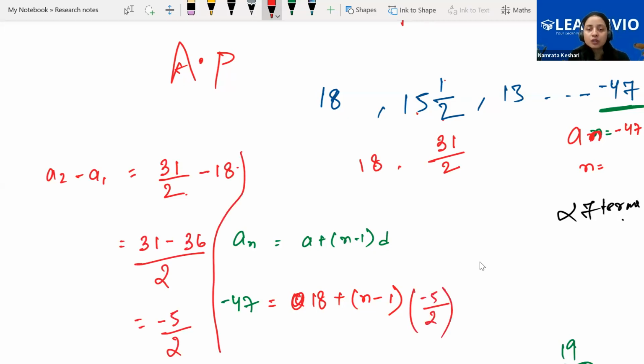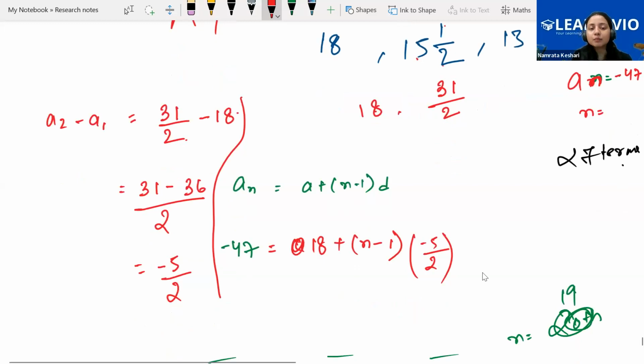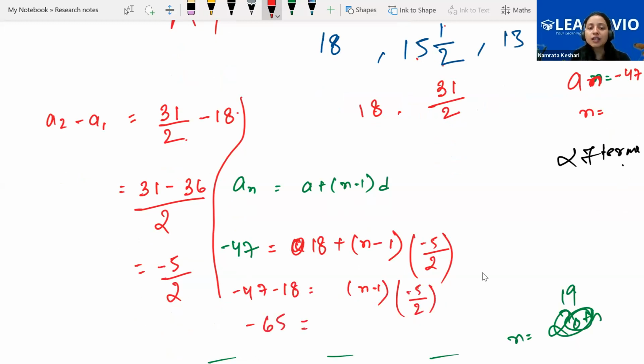Let's do the simplification over here. Let's check what we are getting. Minus 47, and this 18 will come to this side, so it will be minus 18. Minus 65 we will be having, and here we have (n minus 1) into minus 5 by 2.